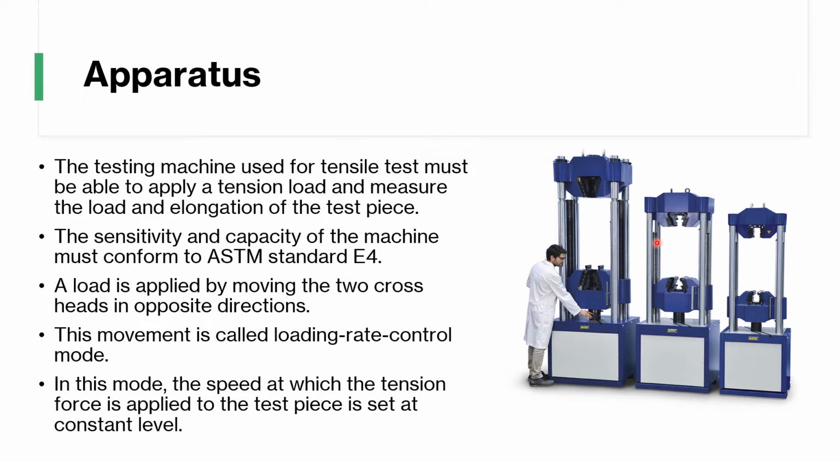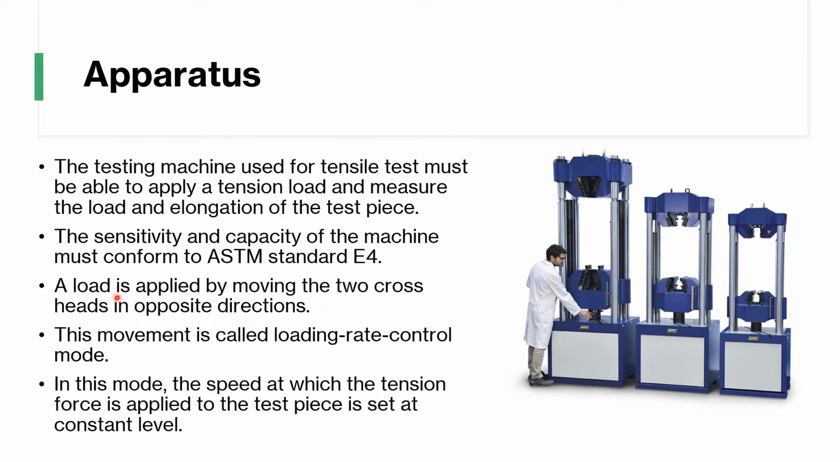Instrument, so the testing machine looks like this, and this is just one type. For a tensile test, it must be able to apply a tension, meaning force, we call it load, and then measure that load and elongation of that test piece. So the sensitivity and capacity of the machine must conform to this standard. Okay, so we're following this organization ASTM, and then we're following the standard E4 for tensile strength test.